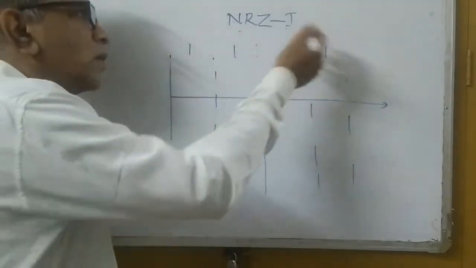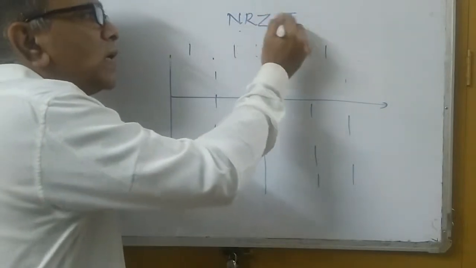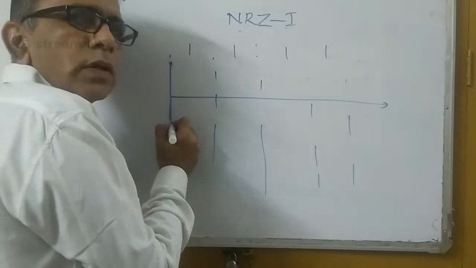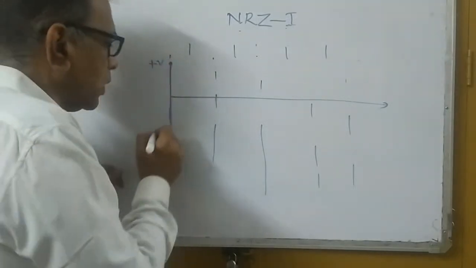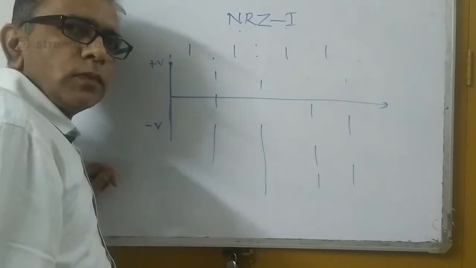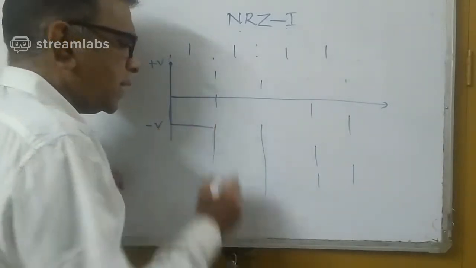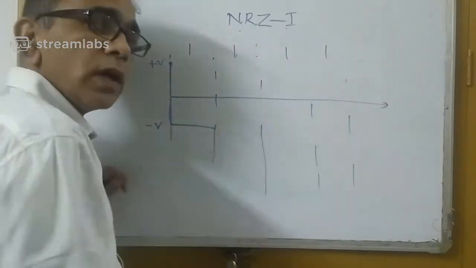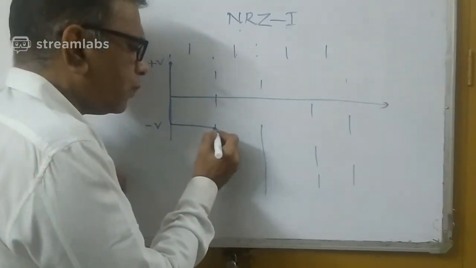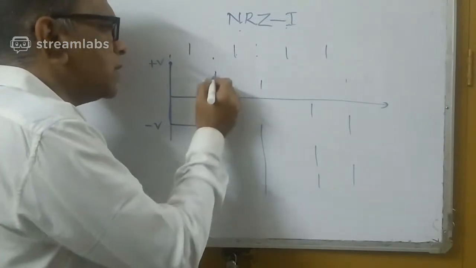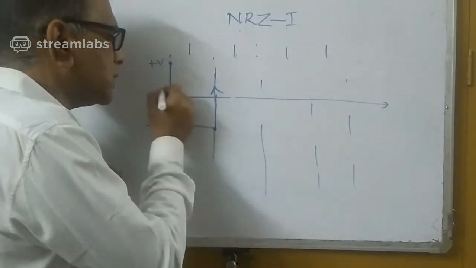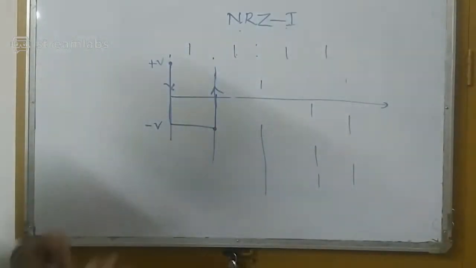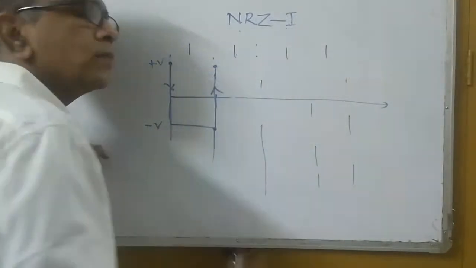Now when it comes to series of ones in the NRZ-I scheme, what happens? At the beginning it will transit, moving from the positive voltage to a negative voltage. It stays at this negative voltage for a duration of T. The next bit is again 1, so at the beginning of this bit it transits, moving from this side to this side. Look at these arrow marks. These arrow marks represent these bit values. Since it is 1, there is a transition.